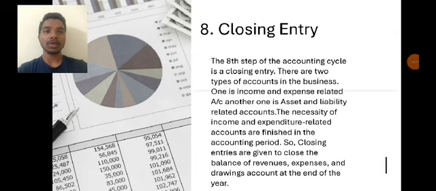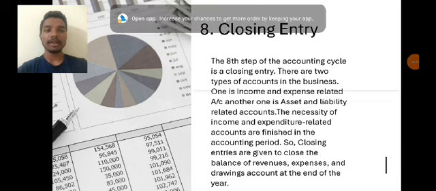Eighth one is closing entry. The eighth step of the accounting cycle is closing entry. There are two types of accounts in the business. One is income and expenses related accounts. Another one is asset and liability related accounts. The income and expenditure related accounts are finished in the accounting period. So closing entries are given to close the balance of revenues, expenses and drawings accounts at the end of the year.